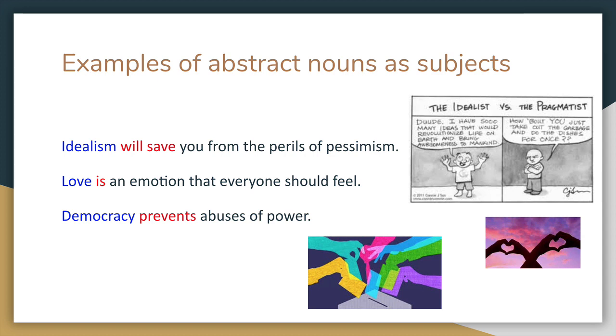So if we go back to the idealism sentence, idealism will save you from the perils of pessimism. Peril is, in this case, a noun, and so is pessimism, and they are both abstract nouns. If you go to the second example, emotion is another example of an abstract noun. And then if you go to the last example, abuses is also an abstract noun, and so is power. So you've got tons of examples of abstract nouns here, some of which are serving as the subject of your sentence, and some of which are just sitting quietly in the sentence serving other jobs.